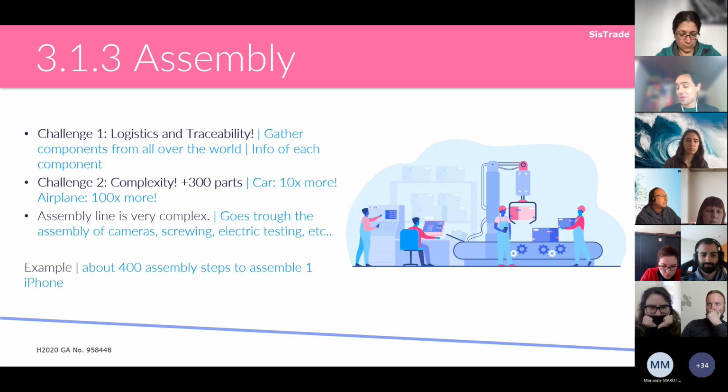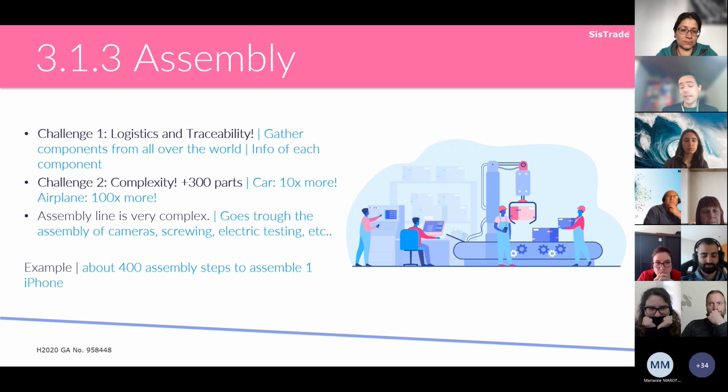So we are talking about a smartphone that has more than 300 parts, but this is, I would say, not the most complicated of our problems. If we are talking about the car, Toyota did a study in the 90s that they found that their cars have more than 30,000 components. And if we are talking about airplanes, the former CEO of Boeing said that a commercial airplane, the ones that we fly on, has about 5 million parts. So this is a huge challenge. And the assembly lines are very complex.